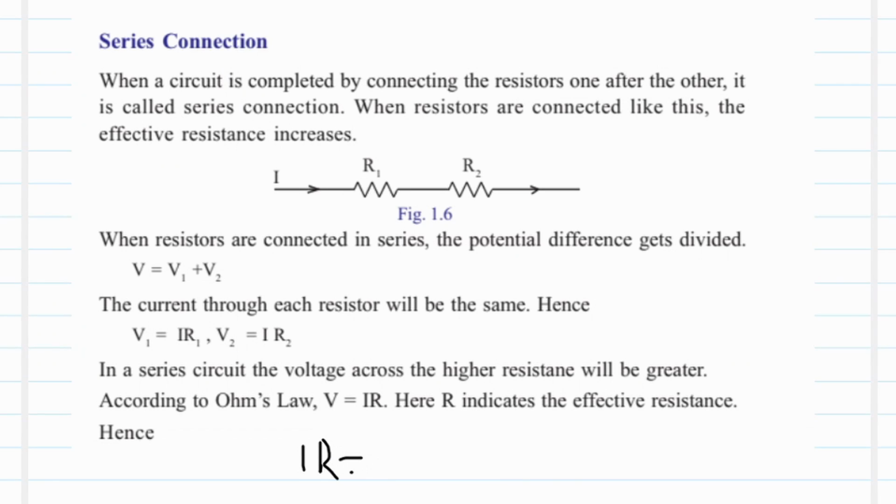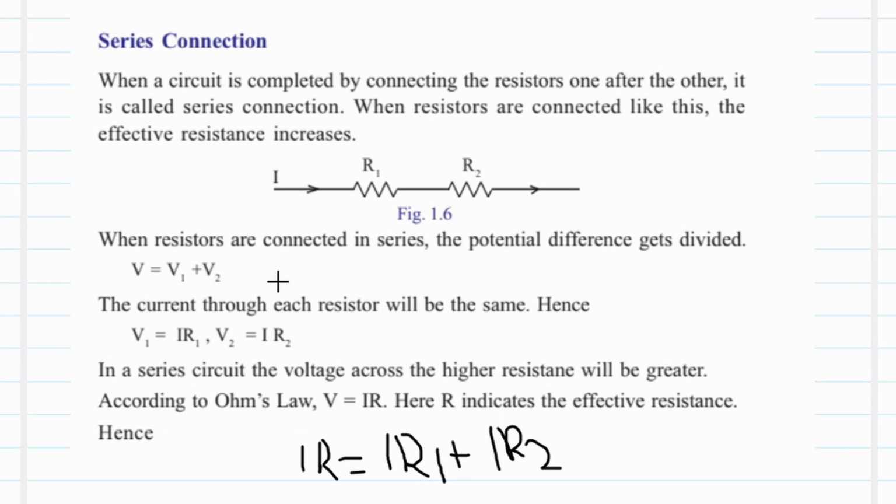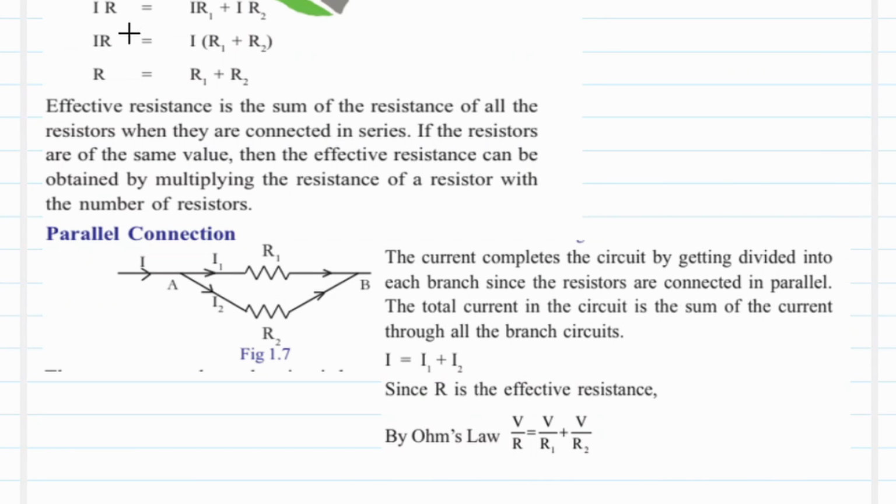IR equal to IR1 plus IR2. That is, we have to substitute V1 and V2 values in the first equation. Okay. Then IR equals IR1 plus IR2.